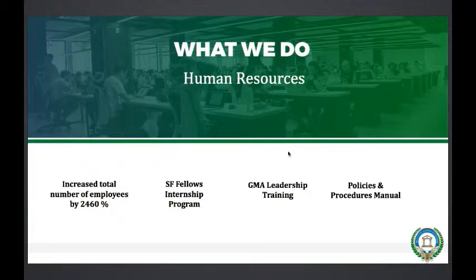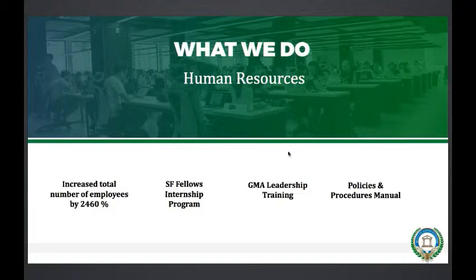This group also developed the South Fulton Fellows Internship Program, which provides the opportunity for individuals, whether they be in school or just seeking an opportunity to learn, to come in and work alongside staff and provide their services back to the community, but also to develop themselves personally while they're contributing and being good stewards to the residents.